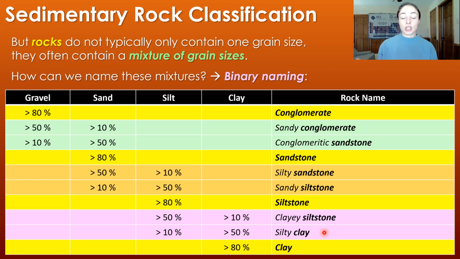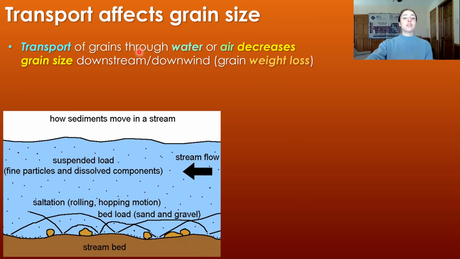There's a lot of names for clay-containing rocks. And lastly, if it's over 80% clay, you can call it claystone or mudstone or shale. But what is the significance of understanding what grain sizes a rock contains? Well, we can tell a lot about what those grains went through to then become deposited and form the rock that they formed by looking at the grain sizes and the distribution of grain sizes in a sedimentary rock.